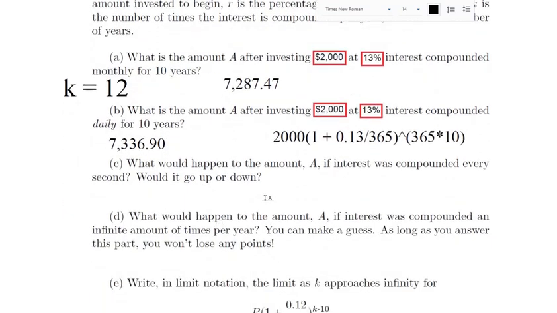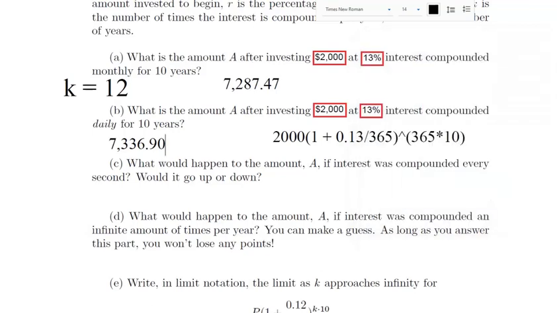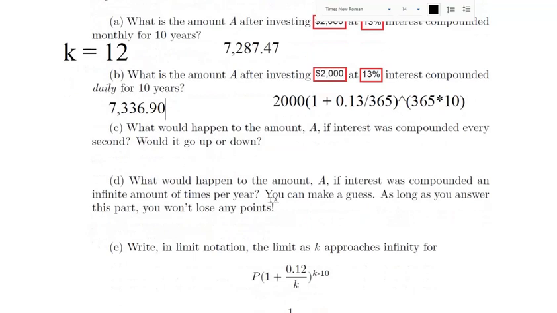Okay, so I can't tell you what to say for C. This is your guess. What would happen to the amount A if interest was compounded every second? So we went from 12 times a year to 365 times a year, and you can see that the dollars went up. So what happens if we compound every second, so it's 365 days in a year, 24 hours in every day, 60 minutes in every hour, 60 seconds in every minute. That would be K. You don't have to calculate it, okay? You can just tell us what happens. Does it go up or down, and why?